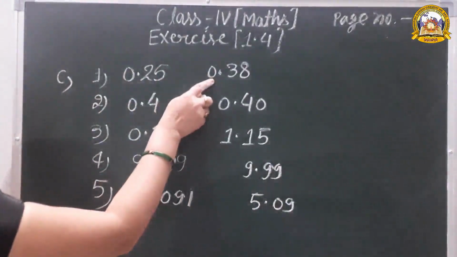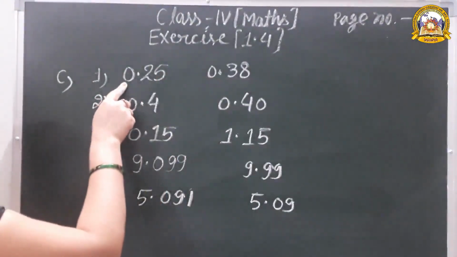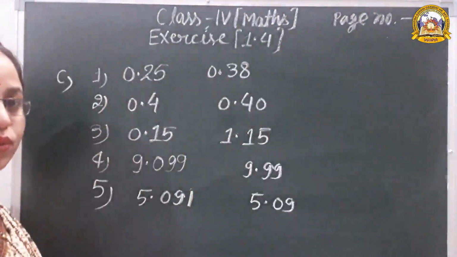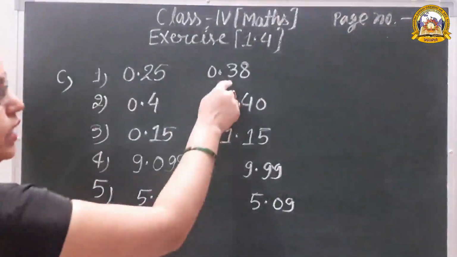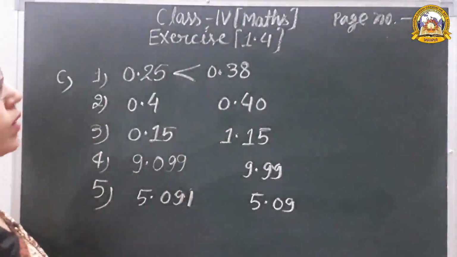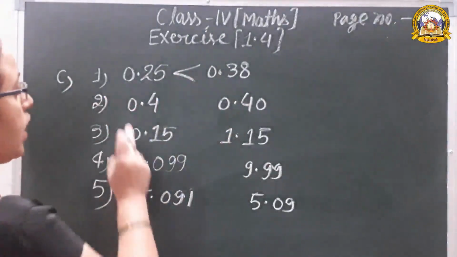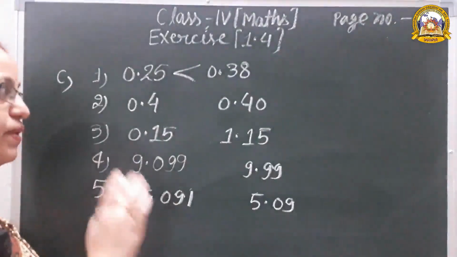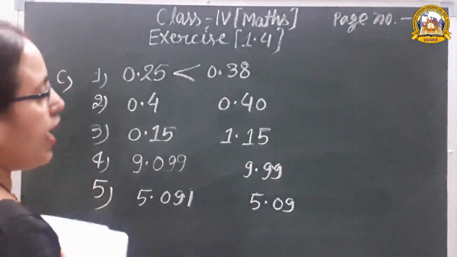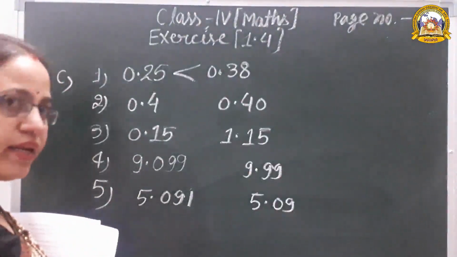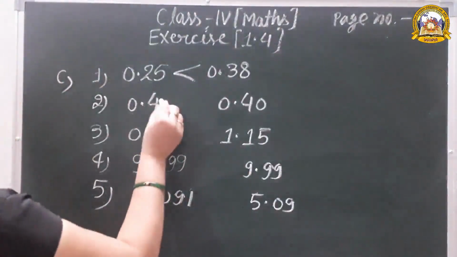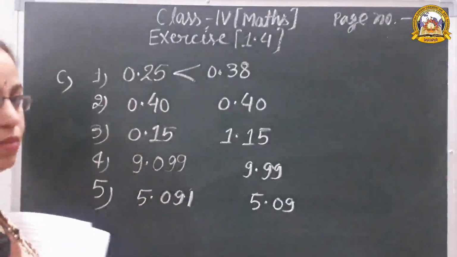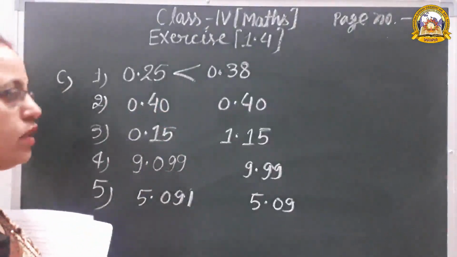First this one, whole part is 0, whole part is 0. Then decimal, decimal. Here is 2, here is 3. Which one is the bigger, 2 or 3? Obviously 3 is bigger. That is why this decimal number is bigger than this one. Here is 0.4 and 0.40. In the previous video, I explained that we can add many zeros at the end of a decimal number. That is why we can add the 0 here. There is no effect on the decimal number if we add 0 at the end of it.